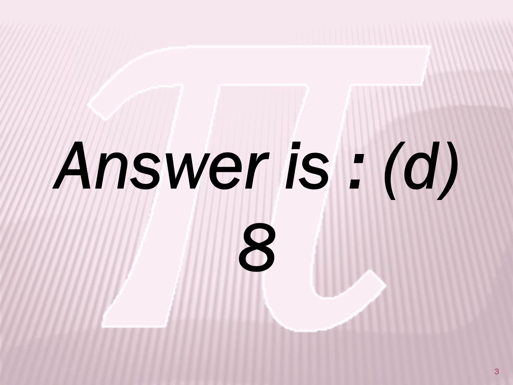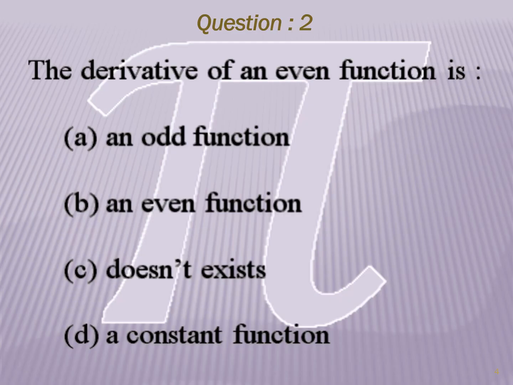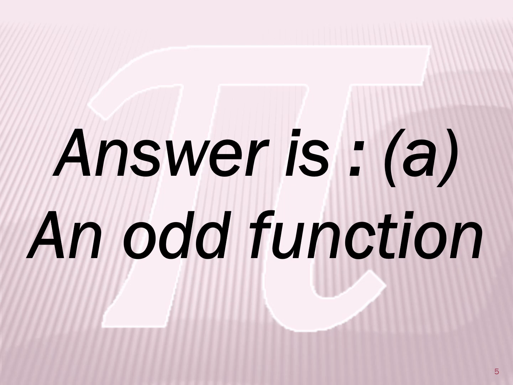Now the next question is, the derivative of an even function is option A, an odd function, option B, an even function, option C, doesn't exist, option D, a constant function. The answer for this question is option A, that is an odd function.